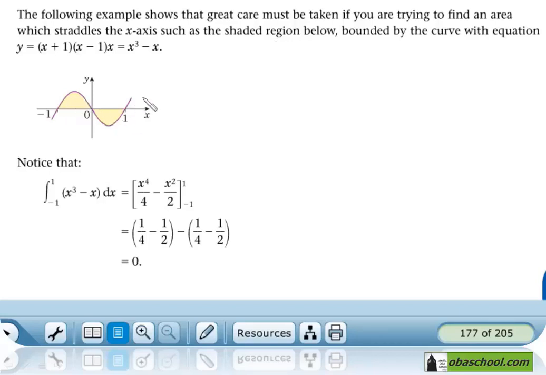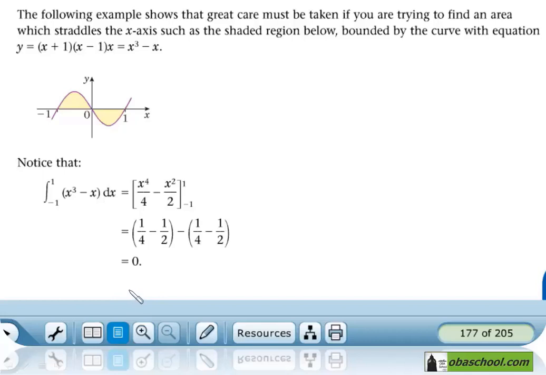The region is bounded by the curve with the equation y equals (x plus 1) into (x minus 1) into x. When we expand, it will be a cubic function, x cubed minus x. When calculating the area here, if you take the definite integration starting from minus 1 to 1 for the curve x cubed minus x, the final answer will be 0. What does the 0 mean?